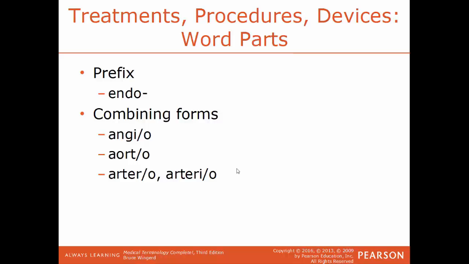Now the endocardium will be the innermost lining of the heart. Some combining forms. Angio is a reference to a vessel. Aorto is a reference to the aorta. And arterio, artero is a reference to an artery.